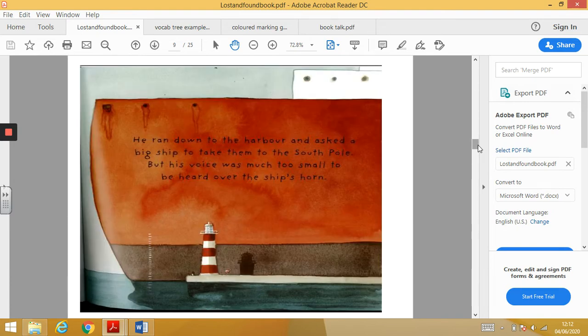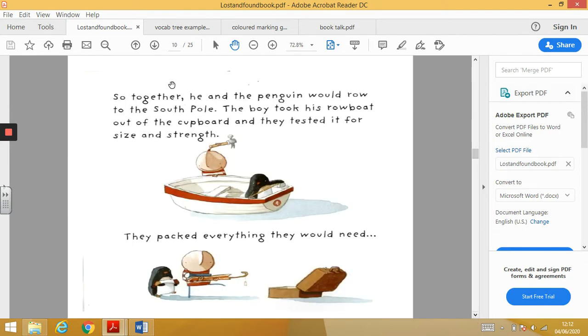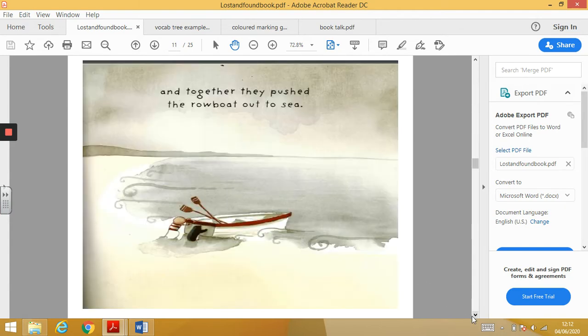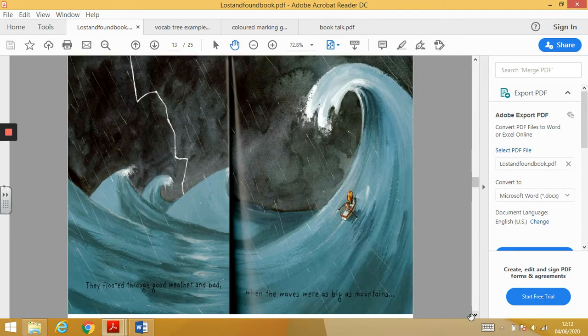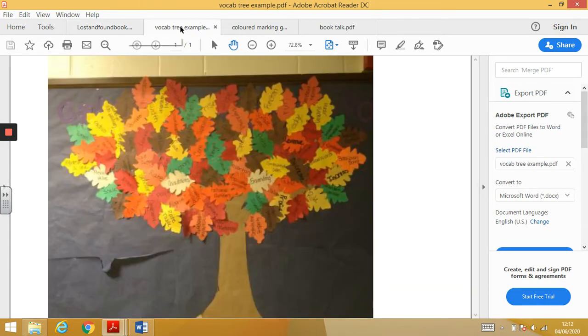of verbs. We've got verbs like ran, there was discovered on the previous page. There's words like row, so you row the boat, tested, packed. And notice in particular when they're sailing as well. So they rowed south, floated as well. So having a look at those. Any other descriptive phrases or words that really grab your attention, add those to your tree as well, because you can save it and use it to help you with your own story.